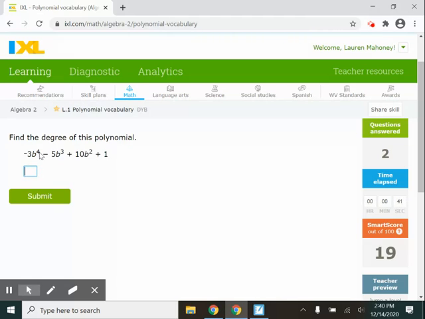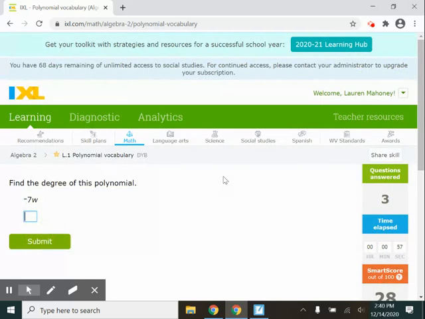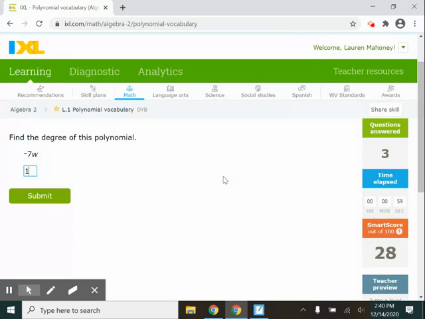You want to be careful with these because sometimes they will not list them in standard form. So you might have something to the 4th degree at the end. You want to make sure you look through everything to find the highest exponent of your variable. This one has a degree of 4. This one, again, degree 1.